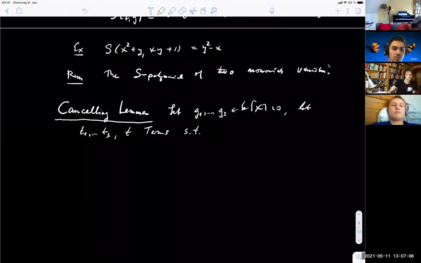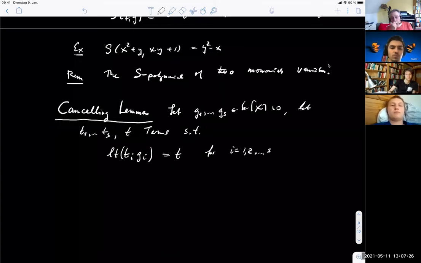Okay, so I look at Ti times Gi. So I have Gi and then I multiply with the term Ti. And the point is the leading terms of these expressions, they are all the same. They are all T. Okay, and then I assume I'm in a canceling situation.